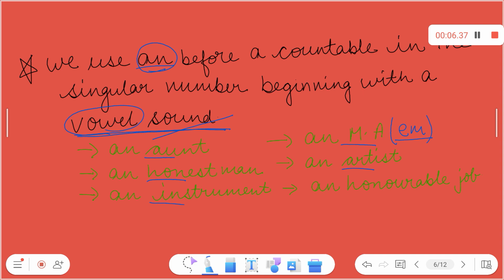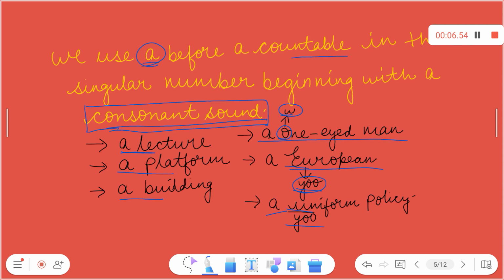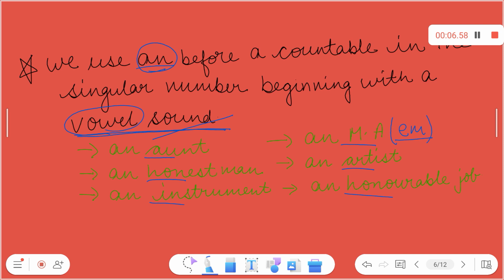And when I say an honorable job, we do not say "honorable" with an H sound, we say "onorable". So it comes under your vowel sound. Your vowel sound comes from it. That is the reason we use "an" over here. Alright, so these two things are very important. With "a", we use a consonant sound, and with "an" we use a vowel sound.